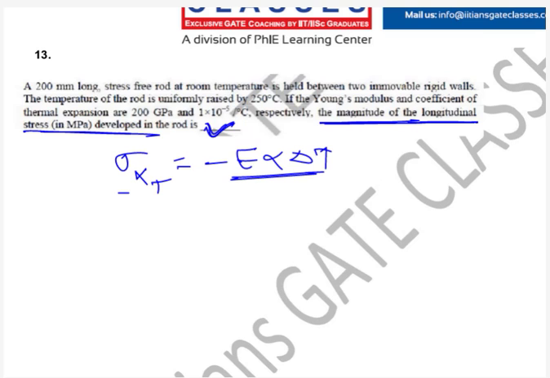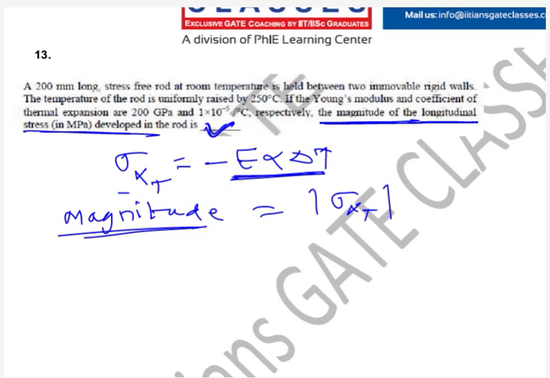So this is my sigma x, but my magnitude will be the mod of sigma x thermal. So it is E alpha delta T. Find out, guys. E is given, alpha is given, delta T is given. Now someone will ask, what is the use of length here in this problem? It is just for the beauty of the problem.